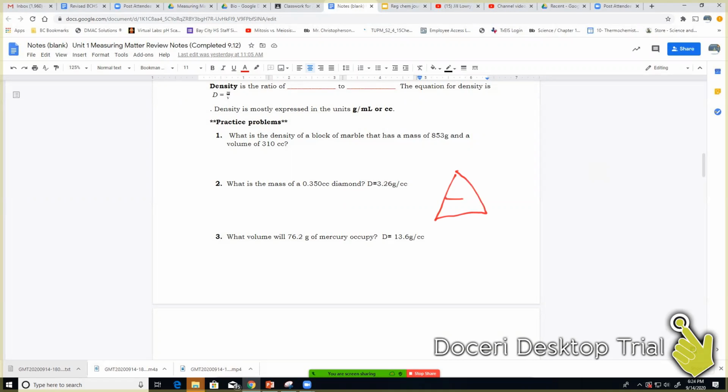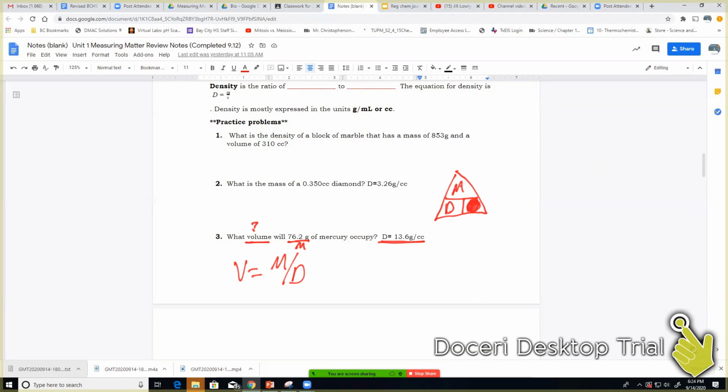All right, I'm just going to come back here and make our little triangle. So this one says what volume? So now my unknown is my volume. Well, 76.2 grams, since that has a unit of grams, this is my mass. A mercury occupy, and there's my density. So I'm going to do the same thing. I'm going to cover up volume, and that tells me what I need to do, what math application. So I need to take meters divided by density. So volume is equal to meters divided by density.